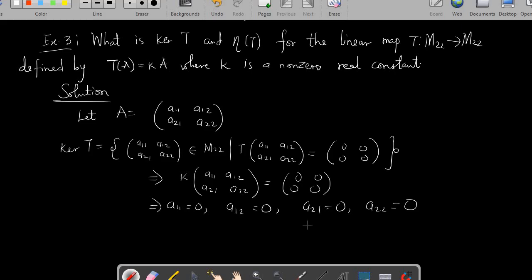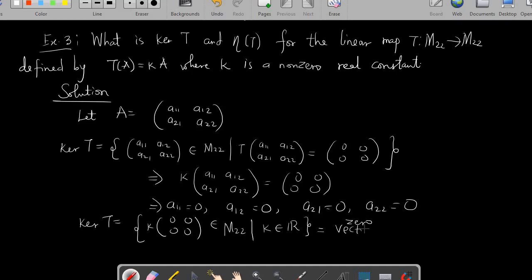Now once this is established, you will agree with me that our kernel is actually our zero vector space. Because your kernel will just be equal to K times the matrix 0, 0, 0, 0, and sorry, it's not R, it's M. It's an element of M22, such that K of course is a constant. If this is established, it means that your kernel is actually the zero vector space. So this is what we mean by zero vector space. At least for a matrix, this is its zero vector space.